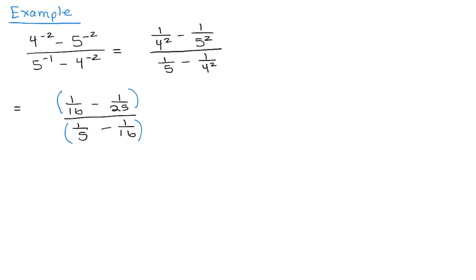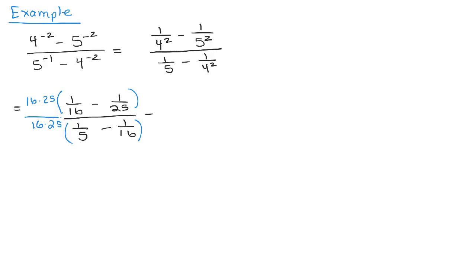And instead of multiplying those together, I'm just going to write it in that factored form. I'm going to multiply 16 times 25. It's actually easier to leave it that way when we distribute for canceling.